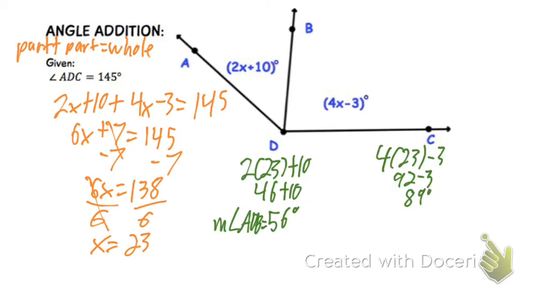Now, what do we notice about these two? Are they the same? No, but what do they do? They add up to 145, and they should add up to 145, right? Is that a way we can double check our work, that they add up to the big angle like they're supposed to? Sure. Totally.